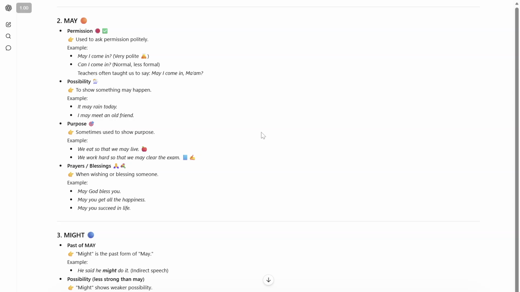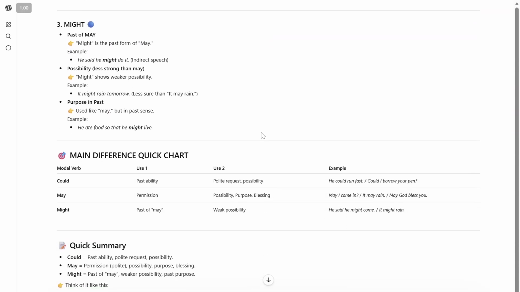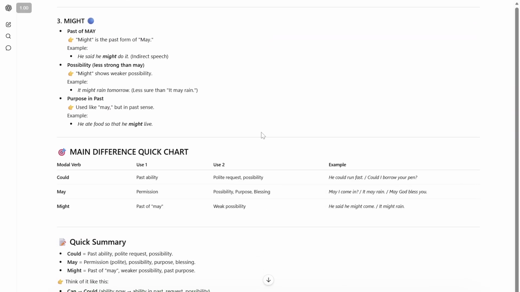Number 3, might. Might is the past form of may. Example, he said he might do it. Possibility, less strong than may. Might shows weaker possibility. Example, it might rain tomorrow. Less sure than it may rain. Purpose in past, used like may but in a past sense. Example, he ate food so that he might live.